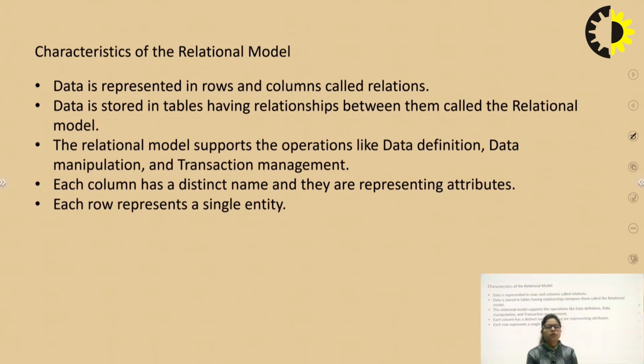Characteristics of the relational model. Data is represented in row and column called relation. Data is stored in tables having relation between them, called the relational model. The relational model supports operations like data definition, data manipulation, and transaction management. Each column has a distinct value and they represent attributes. Each row represents a single entity.